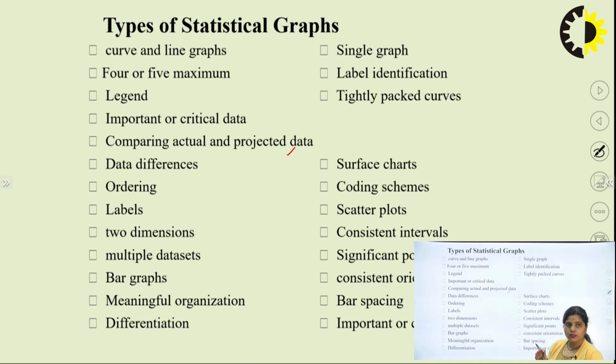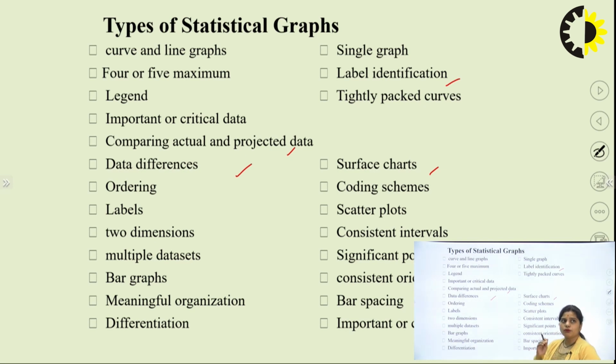Data differences: some graphs show only the data differences between different kinds of elements. Ordering: some graphs are simply used to order the elements of the different kinds of data. Labels: some kinds of graphs are used simply to label the data, 2 dimensions, multiple data sets. Bar graphs, which we are more familiar with. Meaningful organization, differentiation, single graph, label identification, tightly packed curves, surface charts, coding schemes, scatter plots, consistent intervals, significant points, consistent orientation, bar spacing and important or critical data sets.